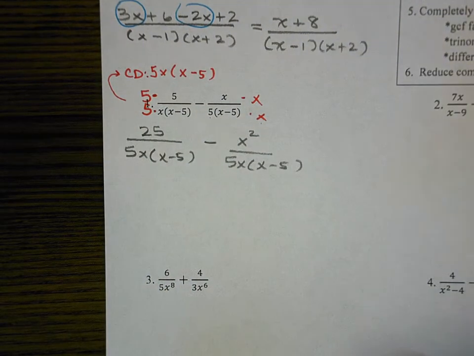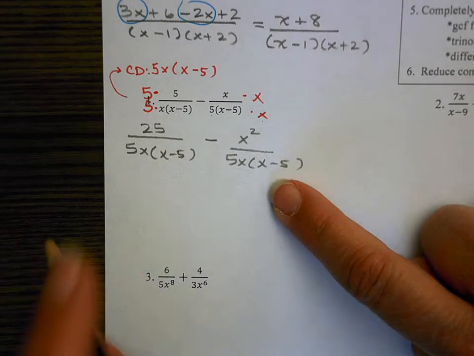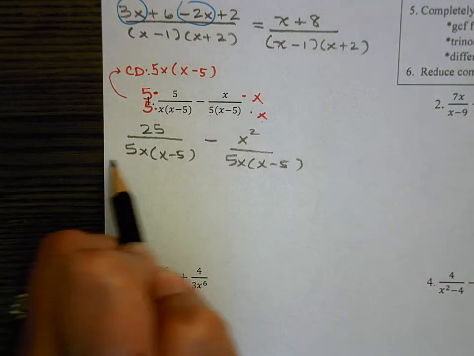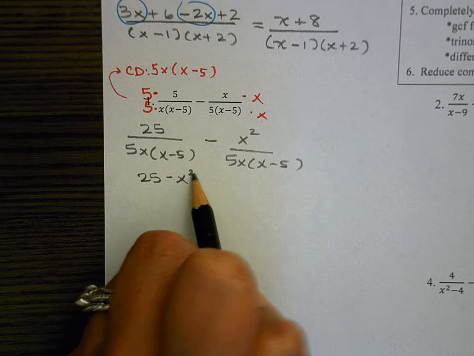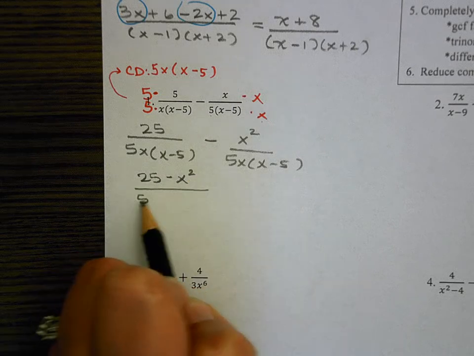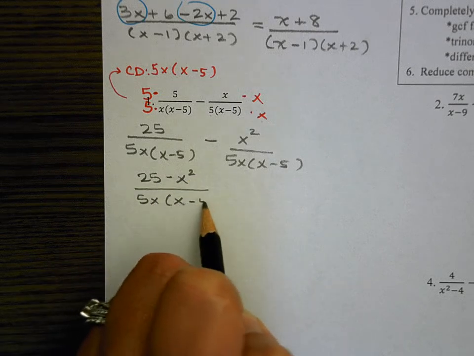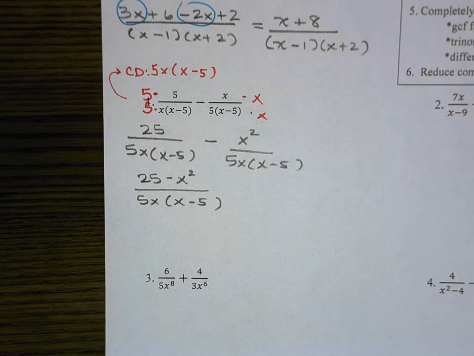Okay, so now we have a common denominator, right, because those are exactly the same. So then I would just subtract my numerator. So I have 25 minus x squared over 5x and x minus 5. And then now I just need to simplify that.